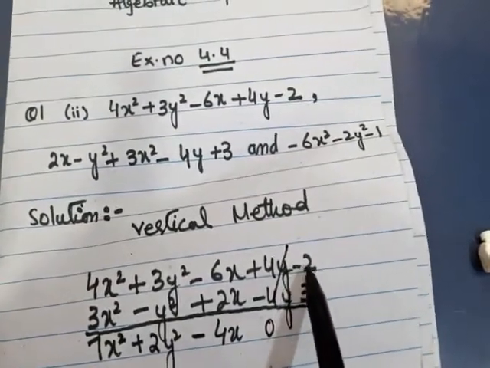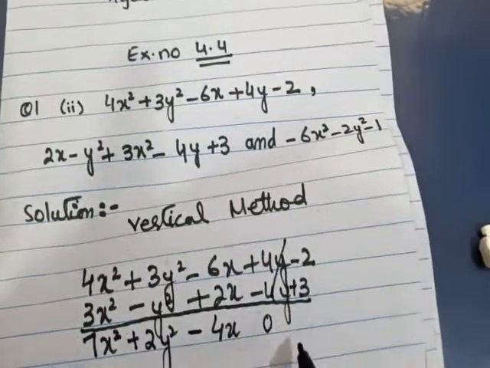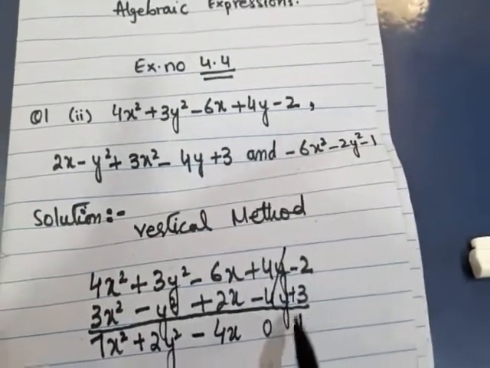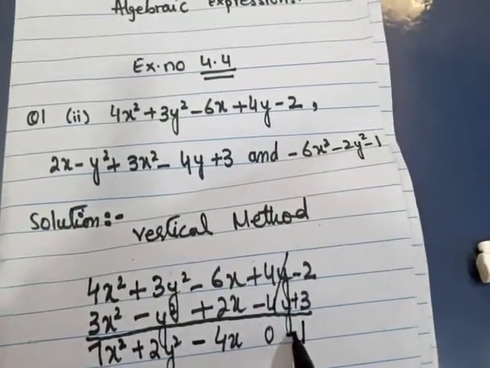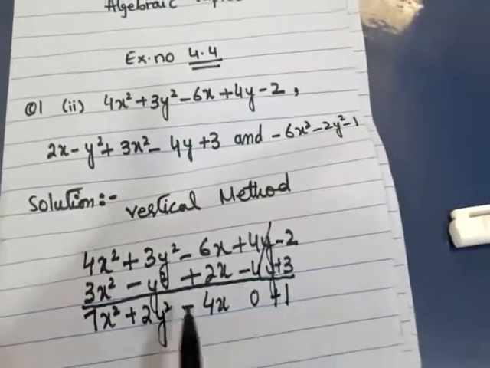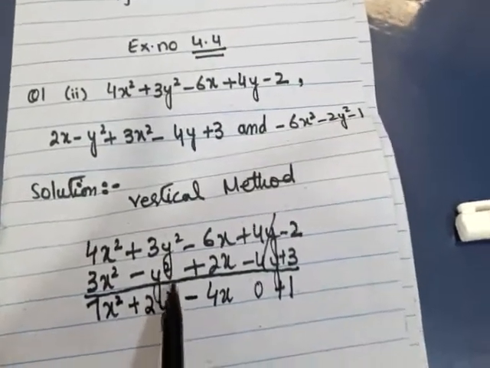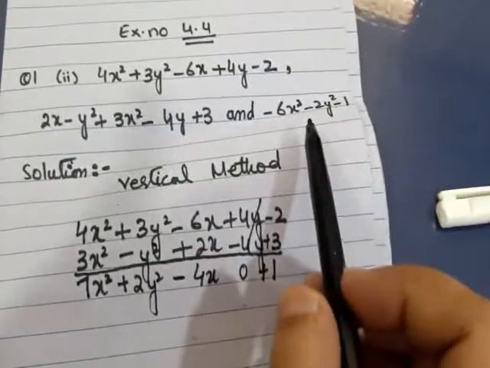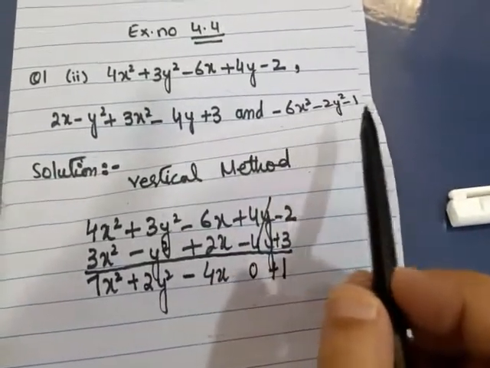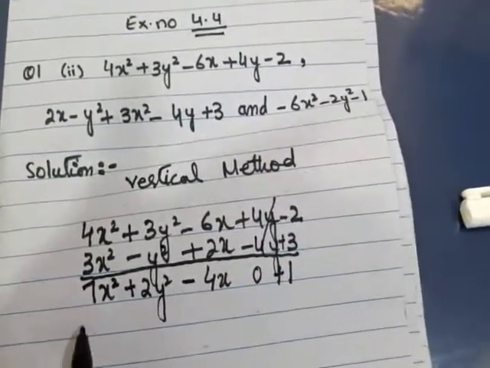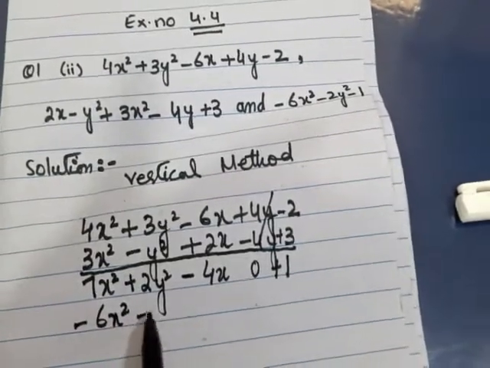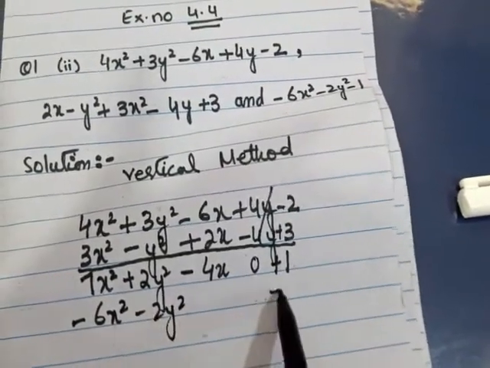Again we have minus 2 and plus 3. Plus minus is minus, 3 minus 2 is 1, and because 3 is the greater number, we follow its sign in the answer. So we added the first two expressions. Now we go for the third expression, which is minus 6x squared, minus 2y squared and minus 1. Now we copy them under the like terms: minus 6x squared, minus 2y squared and then minus 1.